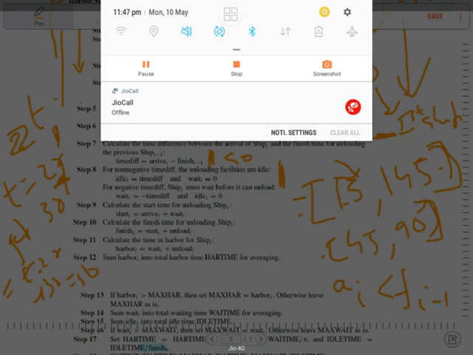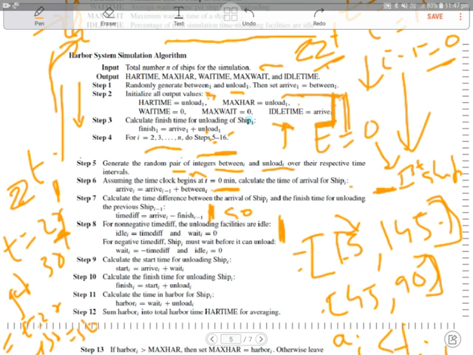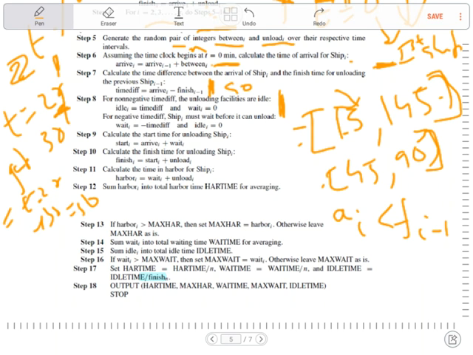That means a(i) is greater than this one. That means arrival time, say suppose arrival time is t equals 70 and the previous ship has finished at t equals 60. So for the gap between 70 and 60, there was no ship to be attended. That means for 10 minutes the harbor was sitting idle, right? So this will be calculated, and that means it will give the idle time for the harbor.